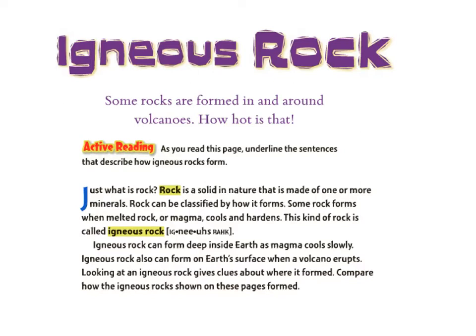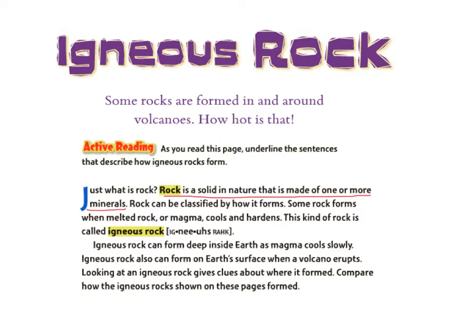To start with, just what is a rock? Rock is a solid in nature that is made of one or more minerals. That's important to remember. Remember, minerals are their own substance. Rocks are a combination of minerals.